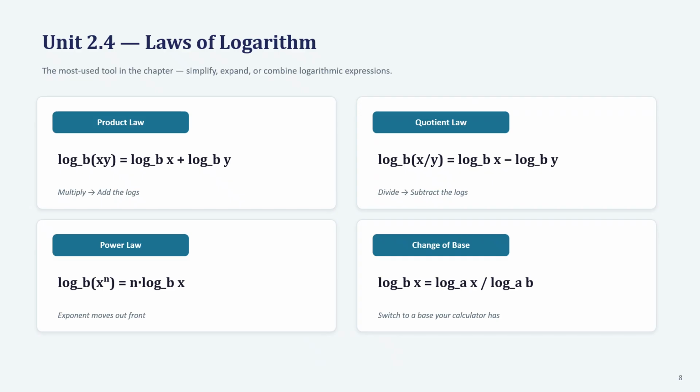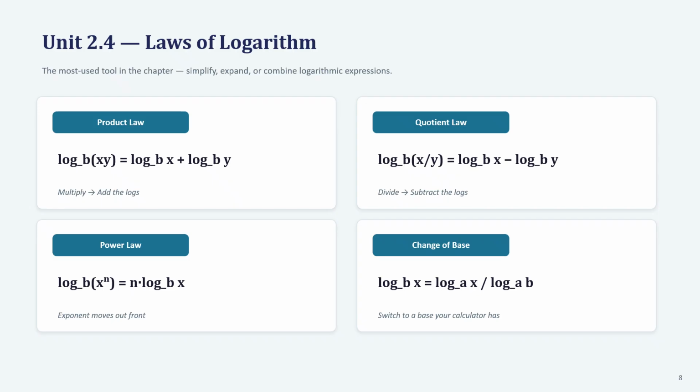These are the most powerful tools in this chapter. The laws of logarithms. Make sure to memorize these 4 rules. First is the product law. When two numbers are multiplied inside a log, we can split them by adding their individual logs. Log base b of xy equals log base b of x plus log base b of y.